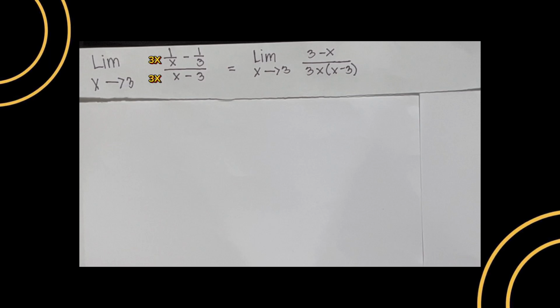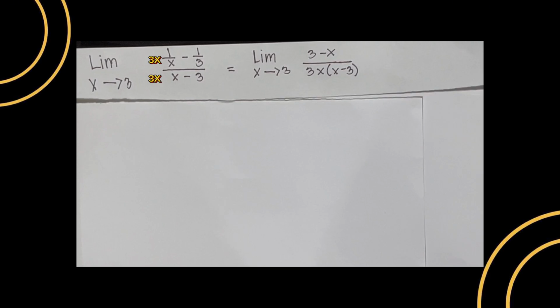So if we multiply 3x by 1 over x, the x variables will cancel, and so what we're going to have left over is simply 3. And if we multiply 3x by 1 over 3, the 3's will be cancelled, leaving behind x, but there is a negative sign in the front of it. Now, for the terms on the bottom, I'm going to leave it in its factored form.